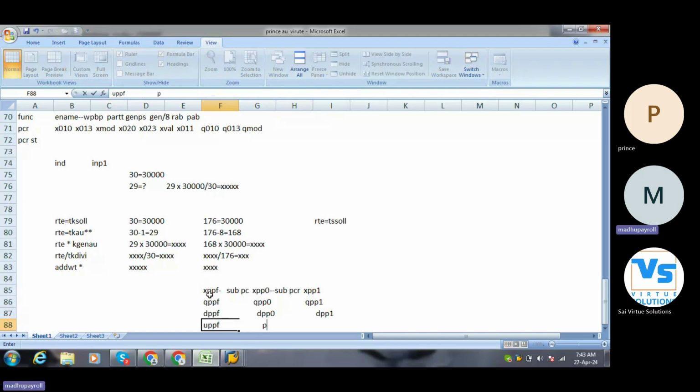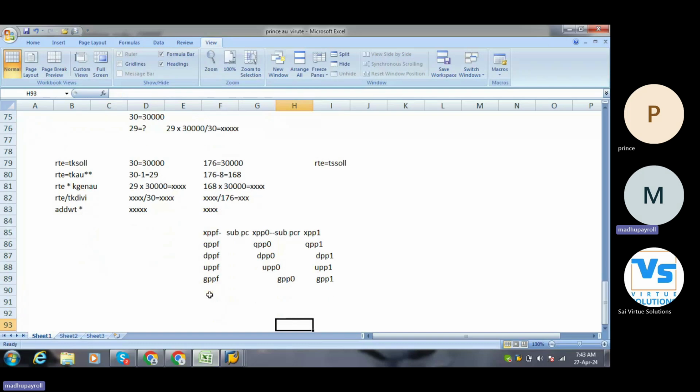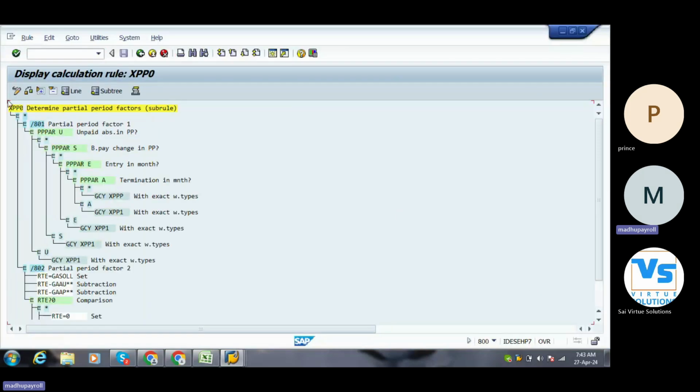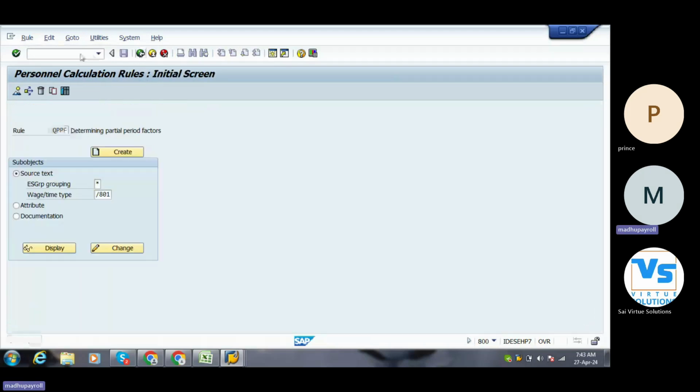UPP0, UPP1. Like Britain, GPPF, GPP0, GPP1. This is the fundamental. But here they said QPPF, but they enter again XPP0. Okay, not a problem. XPP0, XPP1. So directly can go to XPP1. There is not much difference, but the logic we should not miss out.